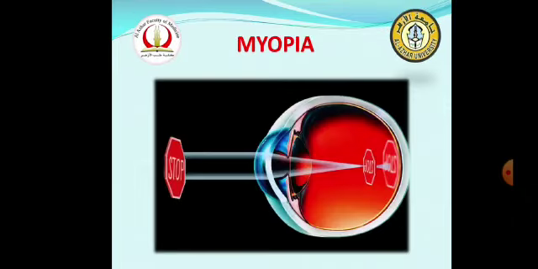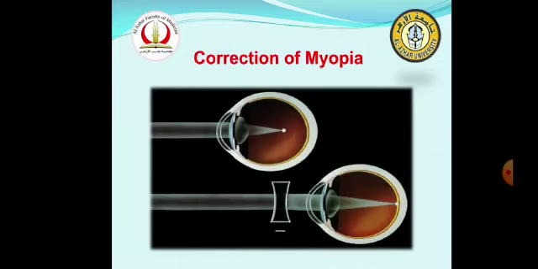This picture shows a myopic eye in which the image of an object comes to a focus in front of the retina. It can be corrected by placing a concave lens in front of the eye, so the parallel rays get more divergent and then are focused by the optical system of the eye to come to a focus on the retina.